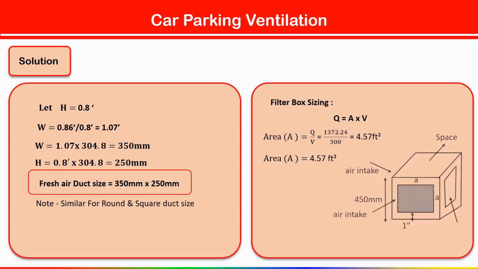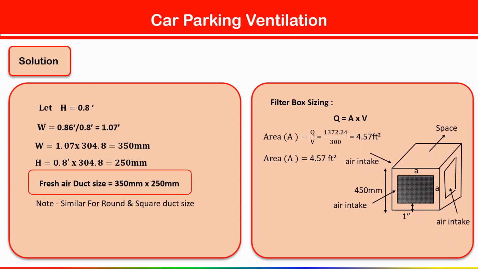Now what we have to do, you can see here one image is there. This is a filter box. In a filter box generally we have three sides, meaning air will intake from three sides. From the front side, this is our filter, so air will intake from the front side, then through this side and through this side. Then on the back side we have to connect the duct which is going into the basement. So air intakes from three sides.